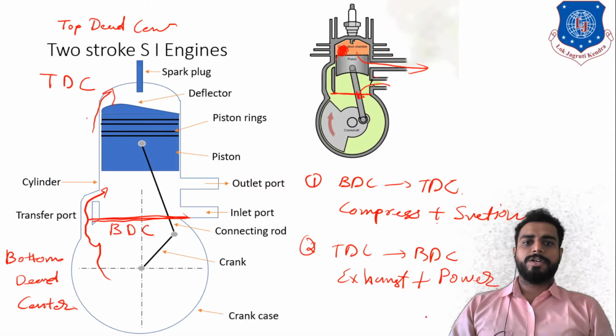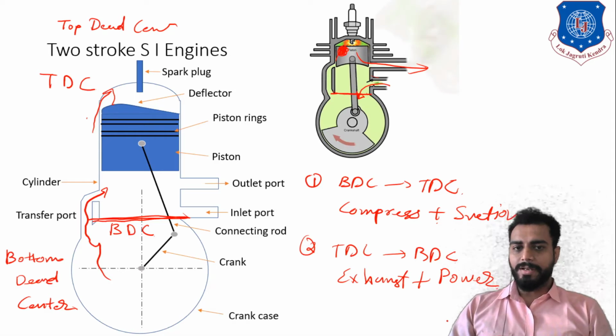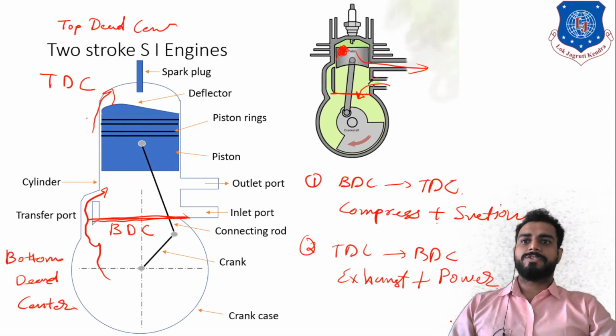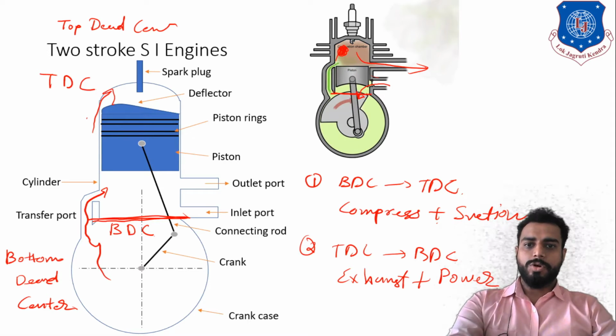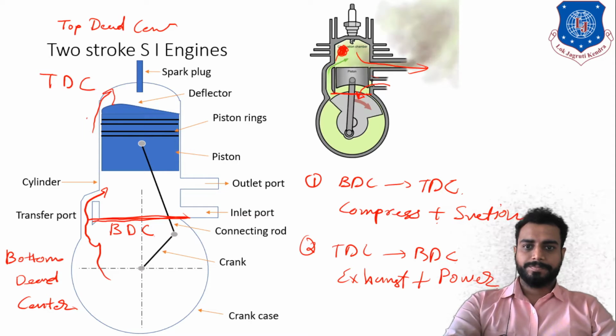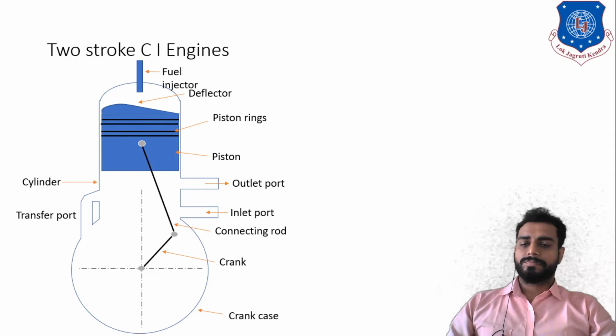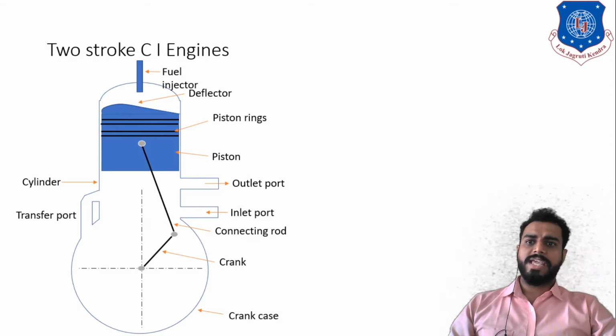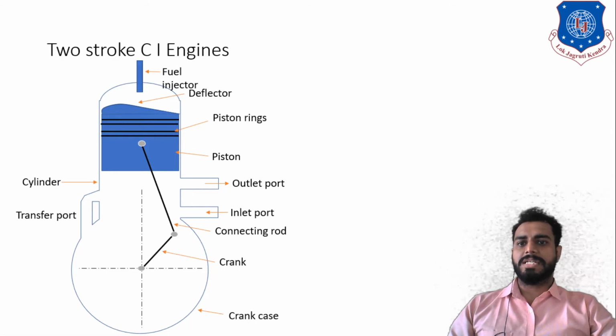Okay, I hope you understood the working. It is very simple, right? Now let's move further to the two stroke CI engine. Now, two stroke CI engine, that is two stroke compression ignition engine.